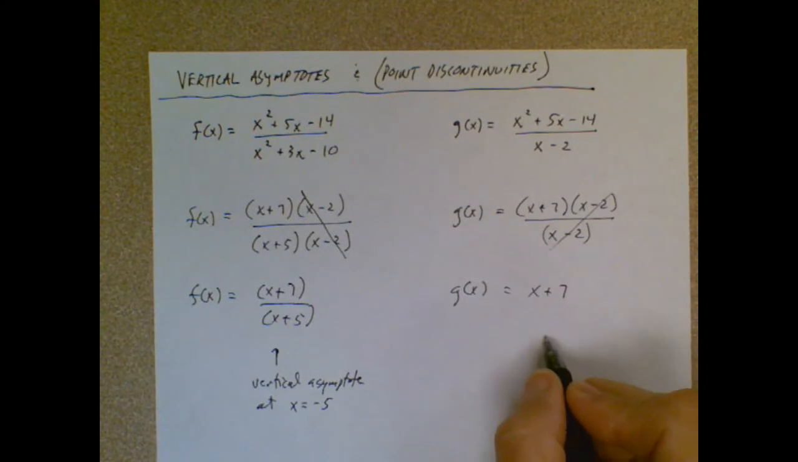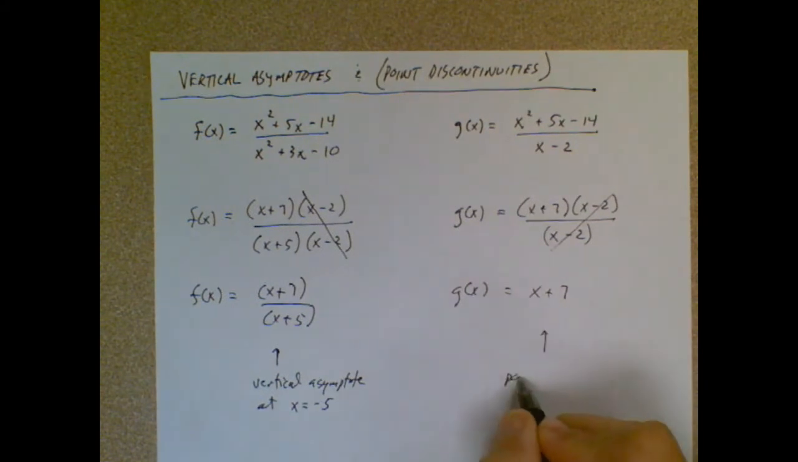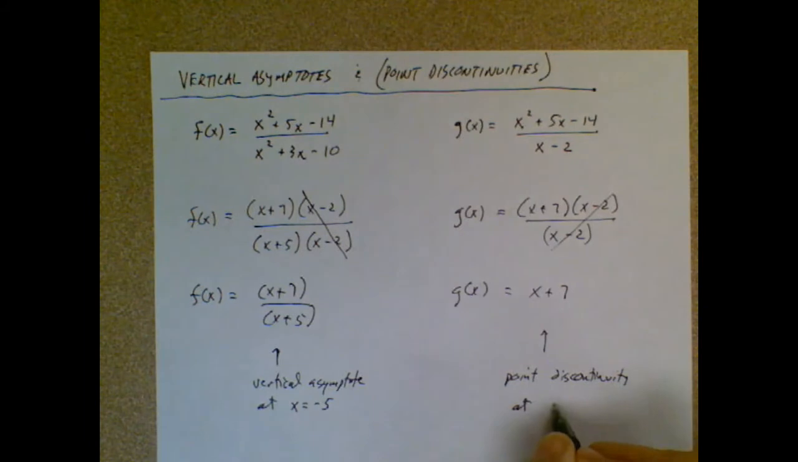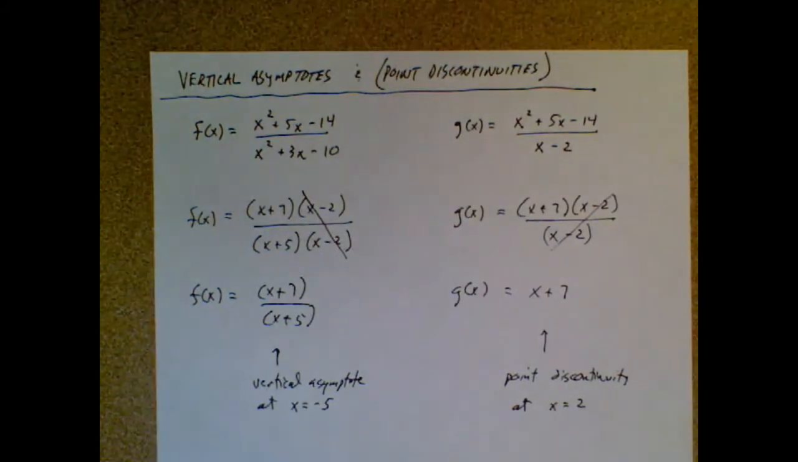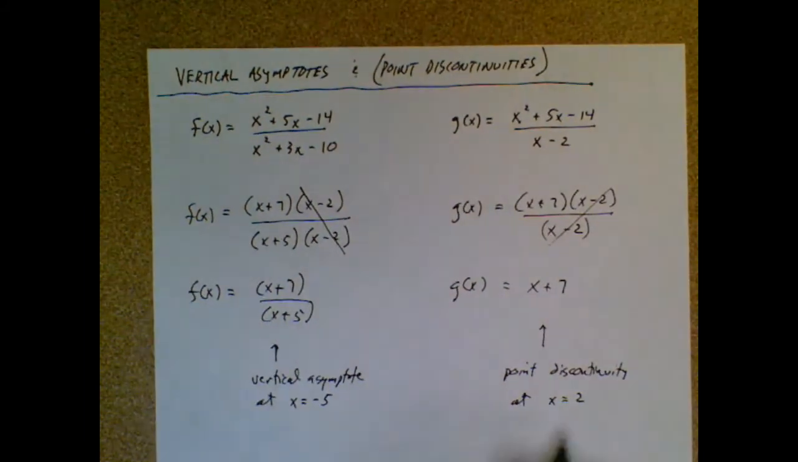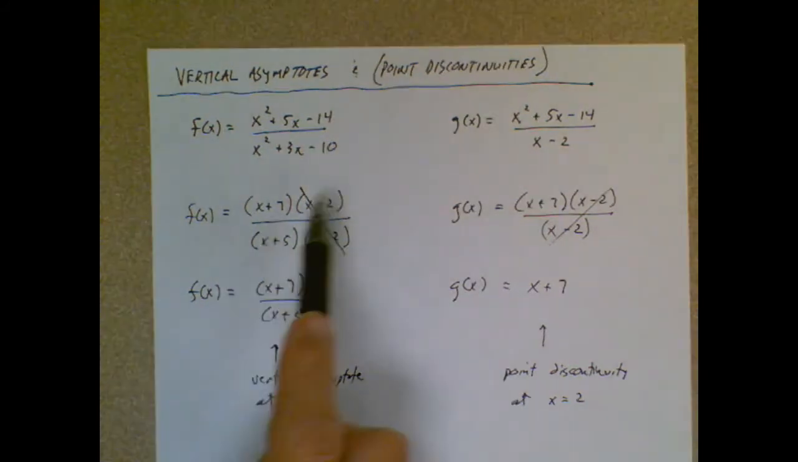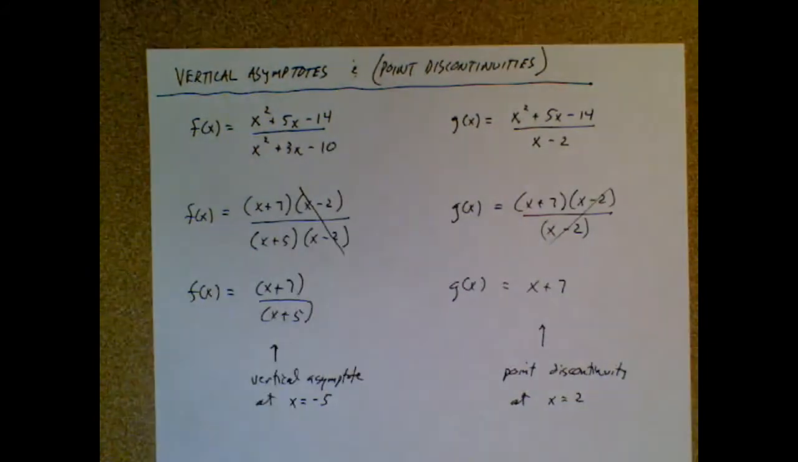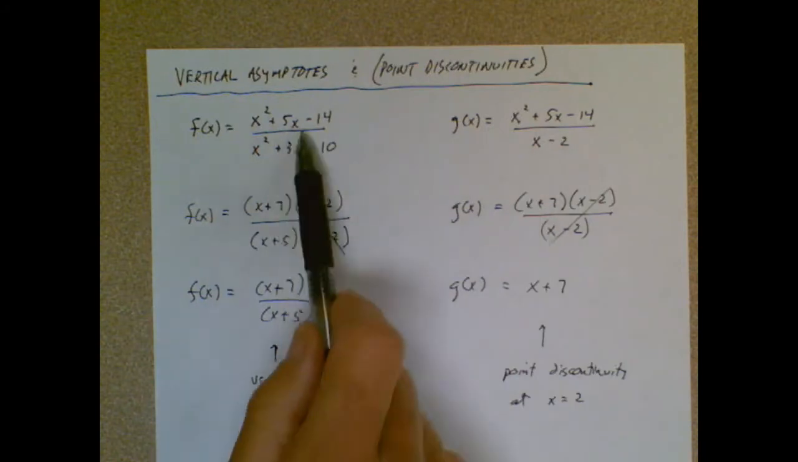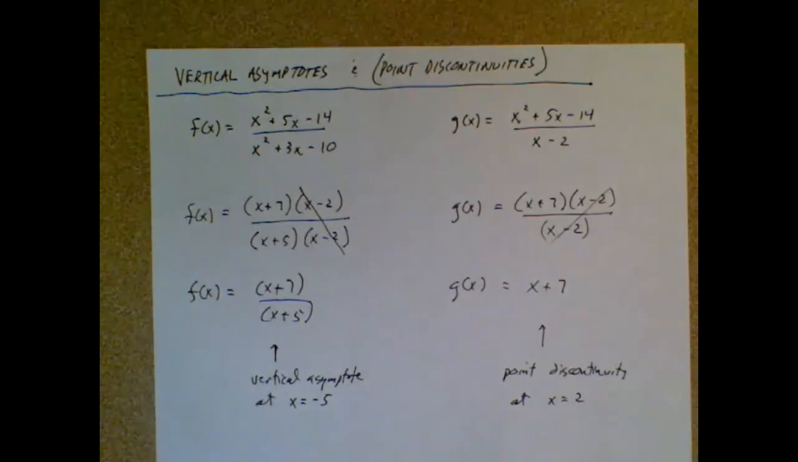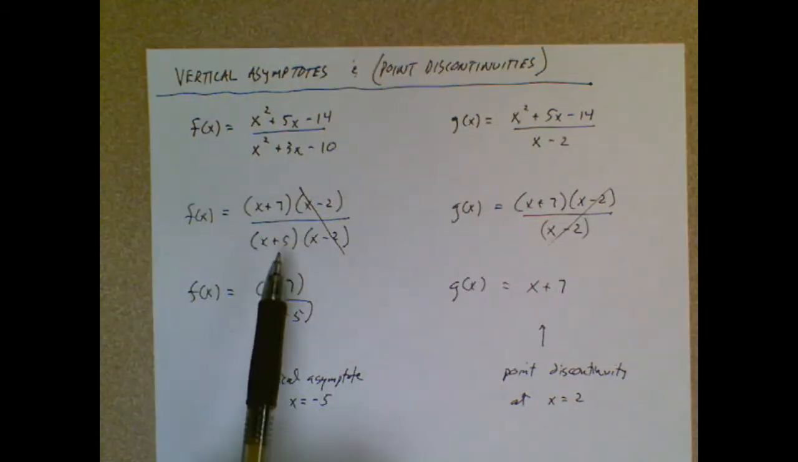But over in this problem over here, I would say I have a point discontinuity at x equals 2. So why the difference between those two? Here's why. When I first looked at the original functions, I couldn't really tell if there was trouble brewing, but when I got to the second line, now I knew for sure there was trouble brewing. Let me explain what I mean.